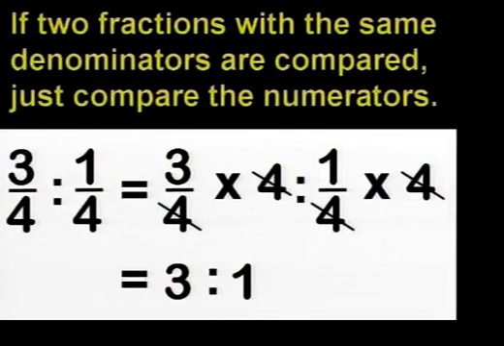Now, if we are to change that into a ratio, it says if two fractions with the same denominator are compared, just compare the numerators. Look at the example that is on the screen. We have 3/4 is to 1/4 equals 3/4 times 4. I have made 4 a common denominator, is to 1/4 times 4. My 4's are cancelled out. I am left with the numerators.